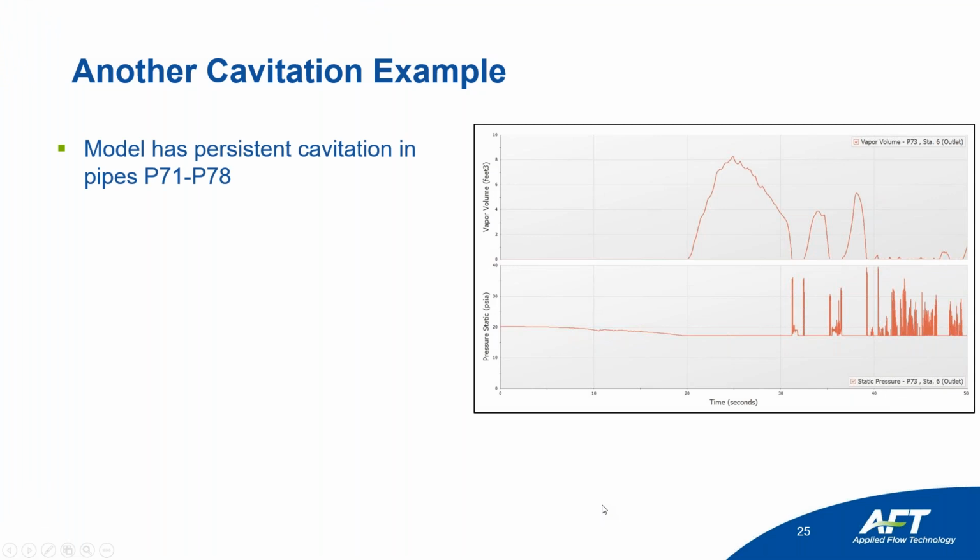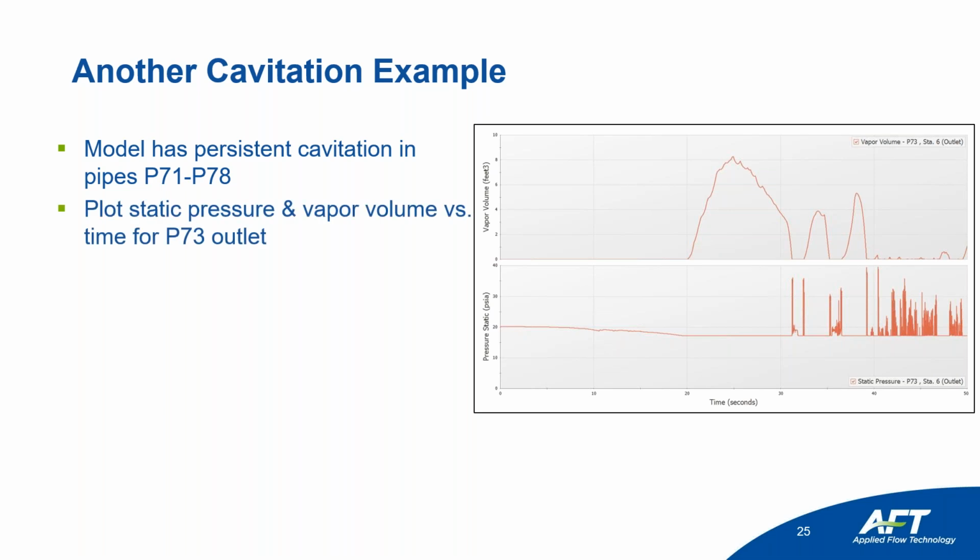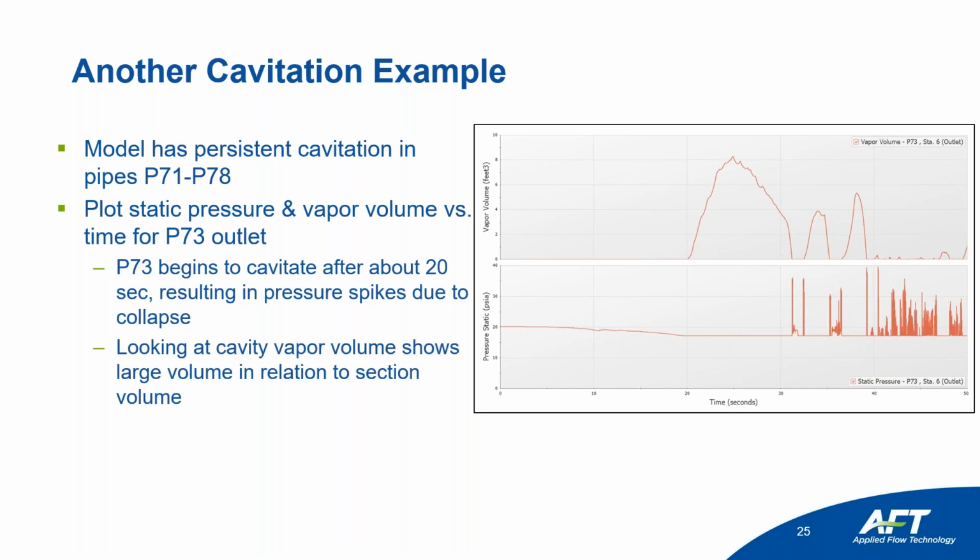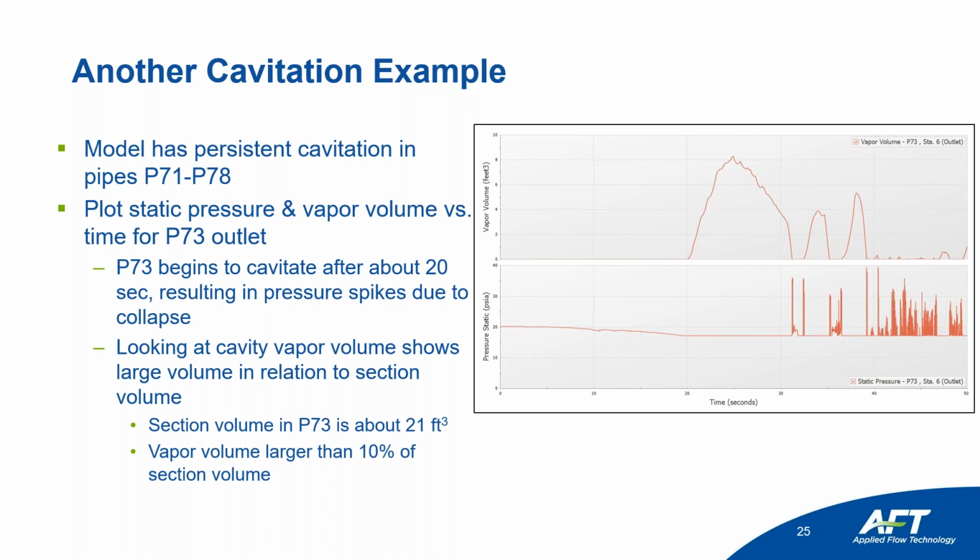So when you look at those things together, that will help you figure out what's going on a lot more effectively. In this particular model, again, when you email me, I'll send you the model, and that way you can look at it yourself. The pipes 71 through 78 start to have persistent levels of cavitation. So you can plot the static pressure and the vapor volume at pipe 73. If you look at that vapor volume here, the section volume of pipe 73 is about 21 cubic feet. When you look at this, those vapor volumes are clearly larger than 10% of your section volume. The pressure spikes may not be realistic. Well, how do you know?